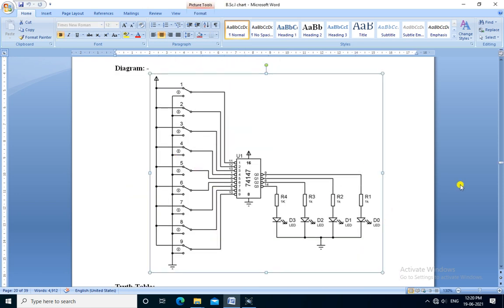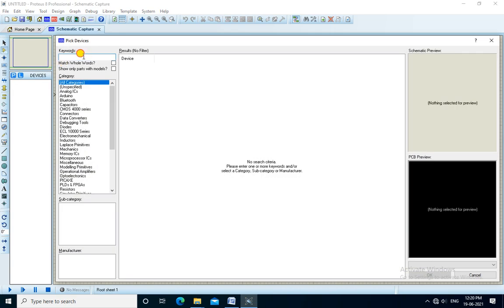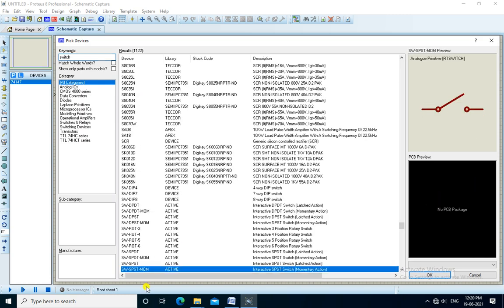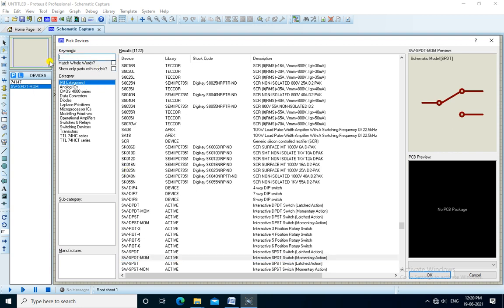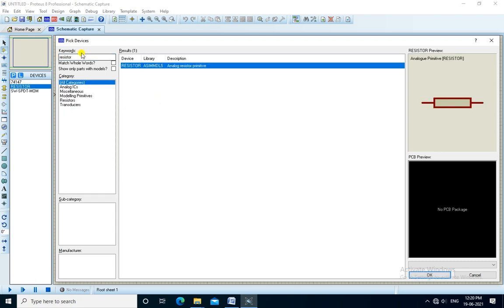We build this circuit in a Proteus simulation software. We pick the devices or components from here. We search through the keyword IC 74147. The components are showing here, IC 74147. Then we require switches, resistor, and LED.